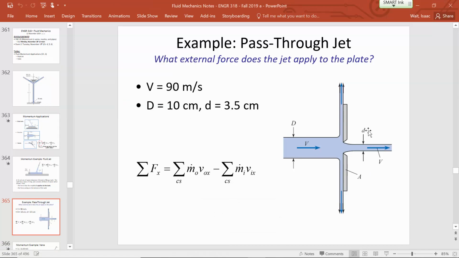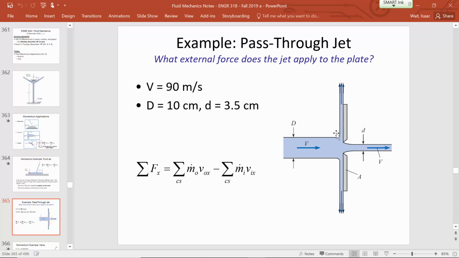A couple of notes about this example. You'll notice that V and V, so it's the same in and out. The magnitude of the velocity hasn't changed. For that portion of the stream that passes through the opening in this orifice plate, the magnitude of velocity in is 90 meters per second and out is still 90 meters per second. Sometimes I'll give you problems where the velocities stay the same. Sometimes the problem mentions the velocity slows down. In this case, it's the same.